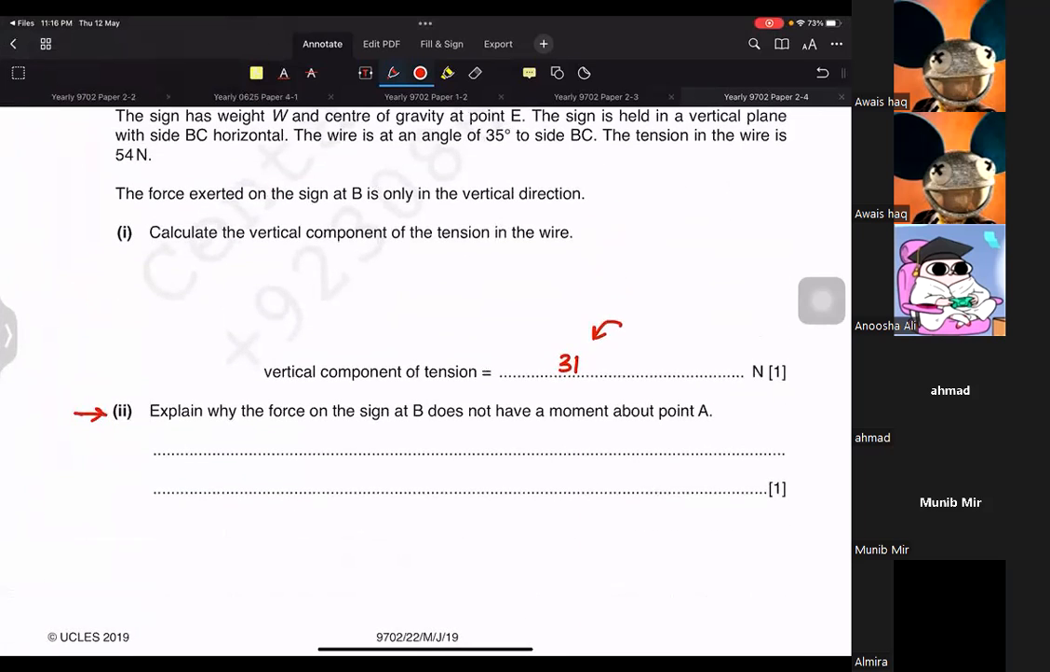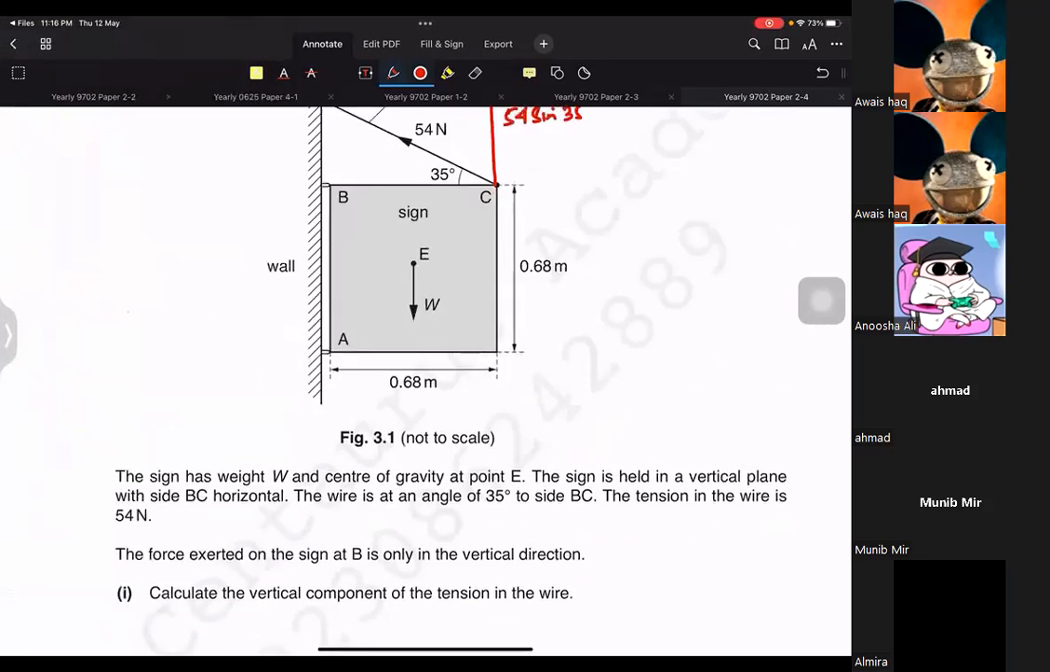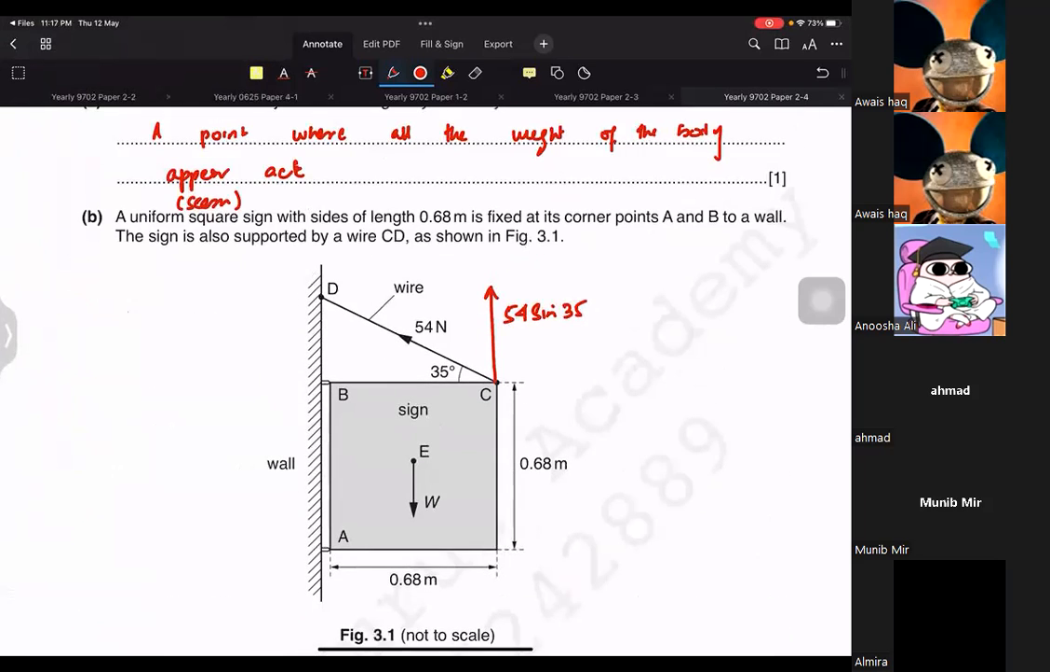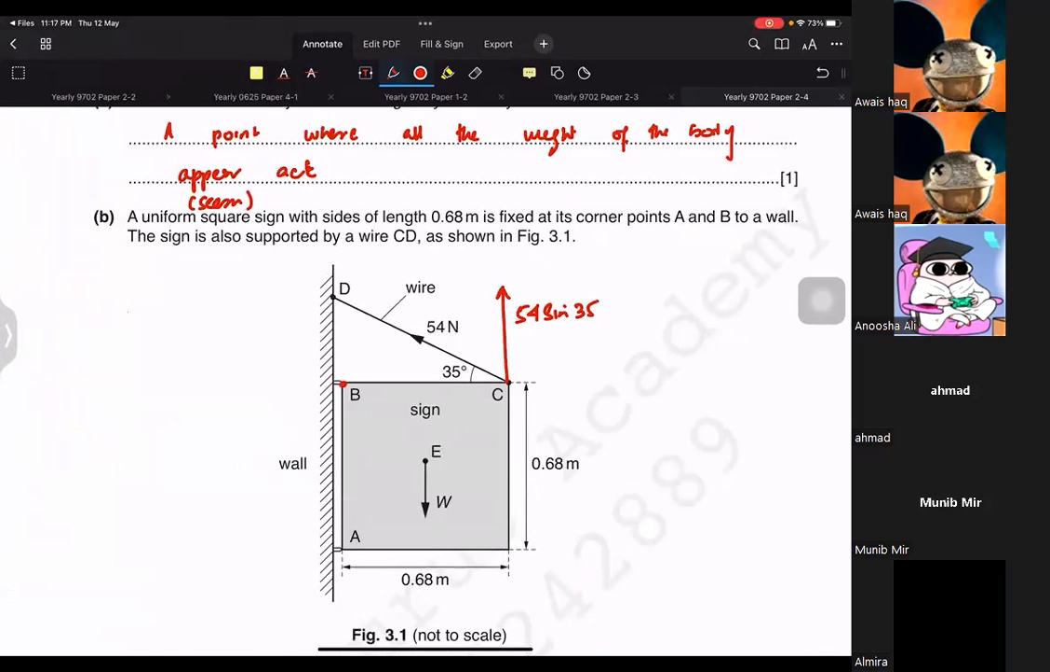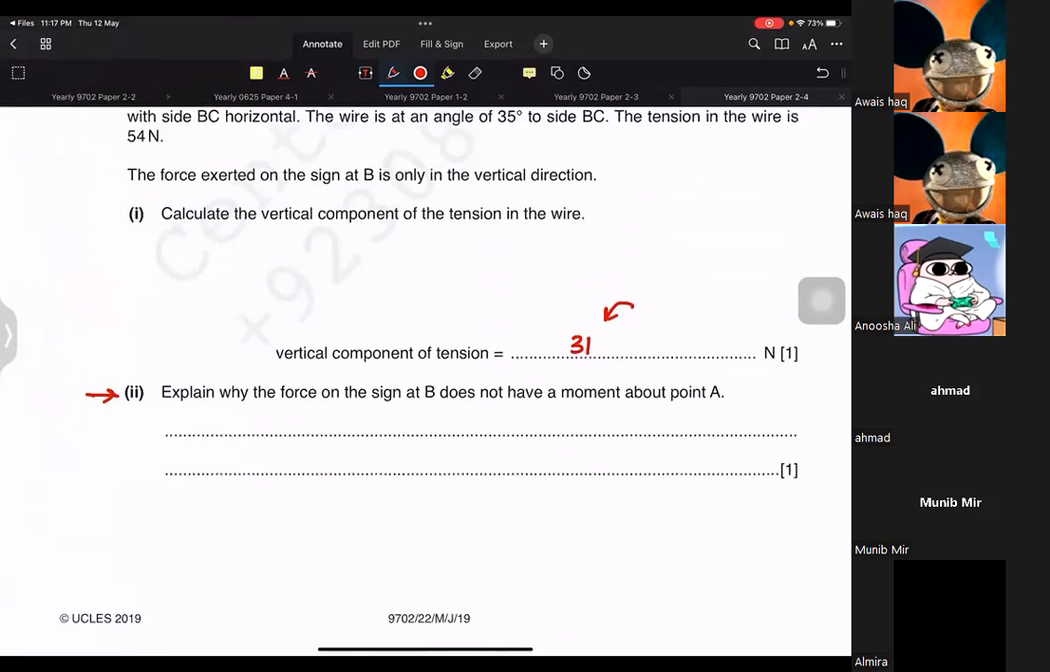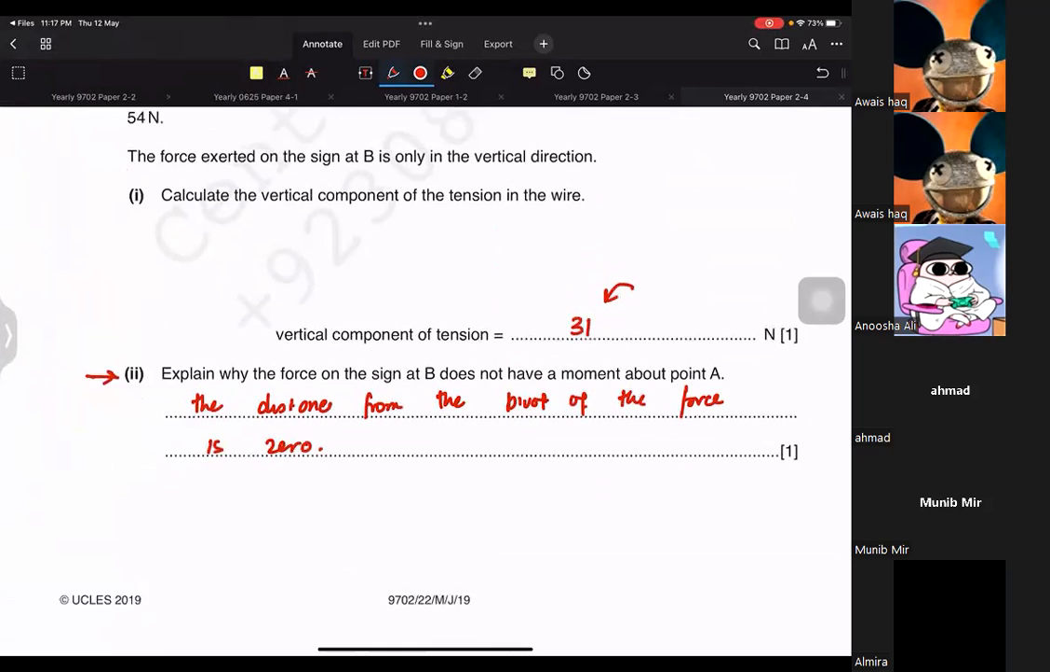Now, explain why the force on the sign B does not have a moment about point A. Sign B. Okay. There is no moment because the distance from the pivot of the force is 0. That's right.